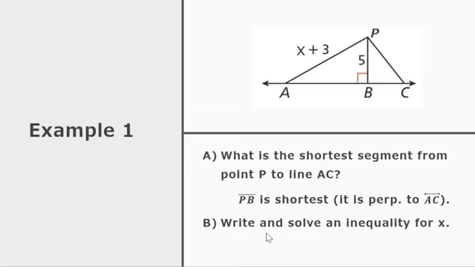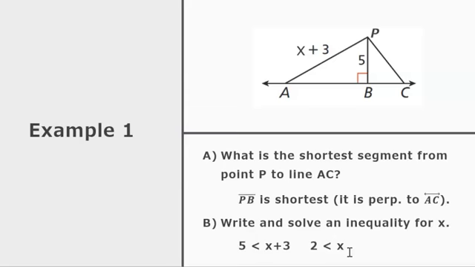Now, when we write and solve an inequality for x, notice PB was the shortest segment, which means that 5 is going to be less than this expression here. So I'm going to write that as an inequality, and then solve for x. I wrote my inequality that 5 is less than x plus 3, and then I subtracted 3 from both sides to get 2 is less than x, or x is greater than 2. So that's how you would write and solve an inequality.